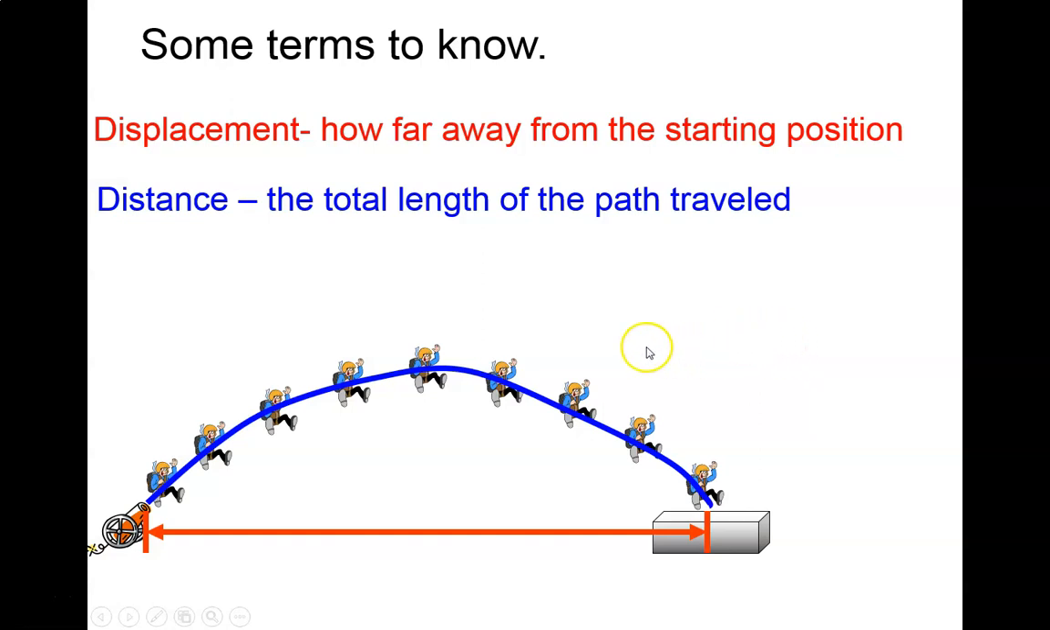Some terms. So distance versus displacement. Displacement is how far away you end from your starting position. So if this cannonball were fired and he traveled up this parabolic path and then landed down here, the displacement is simply the line from the cannon to his landing position. The distance is the total length of the path traveled, which would be this curve. Okay, we're going to be focusing on displacement.